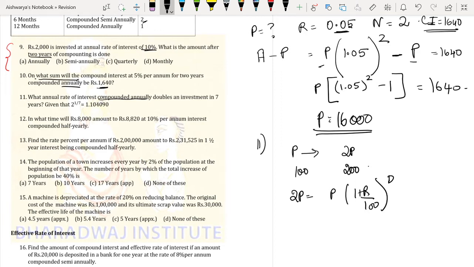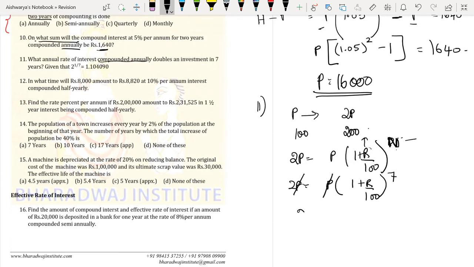You are supposed to find the value of N. R is given to you as 7%. So now write it as 2P is equal to P into... Sorry, N is given to you, R is not given. N is given to you as 7 years. So 1 plus R by 100, you just write it as it is. Now the P you will cancel on both the sides. Look at this, how we are going to solve this.